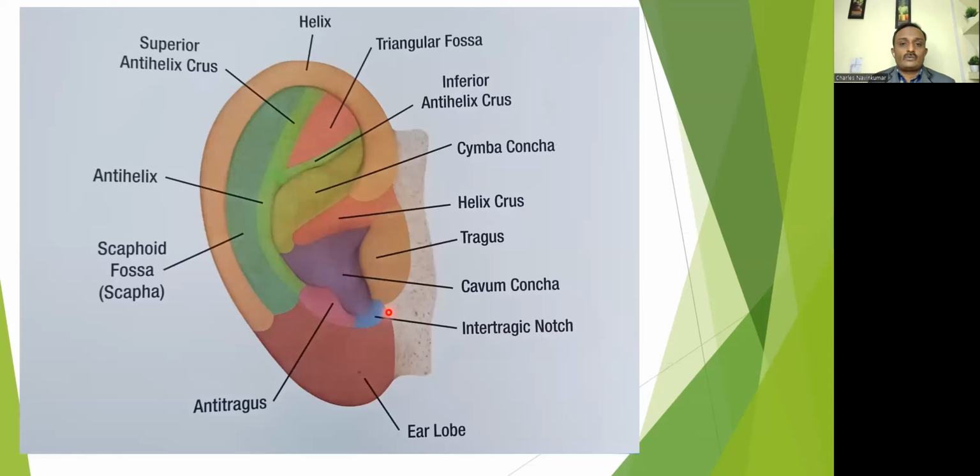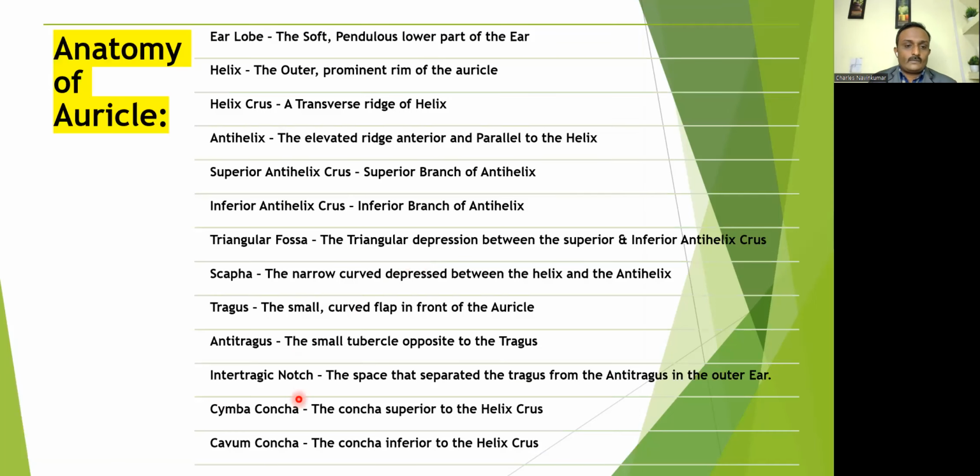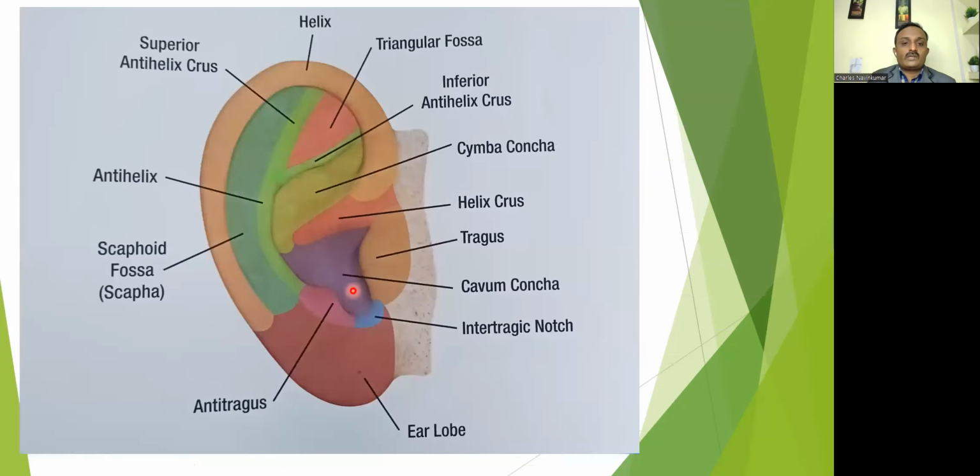And the next portions are the cymba concha and cavum concha, the last two portions, which are the bigger portions. This portion is called the cymba concha, and this portion is called the cavum concha, which is connected to the internal ear, the inside part of the ear.